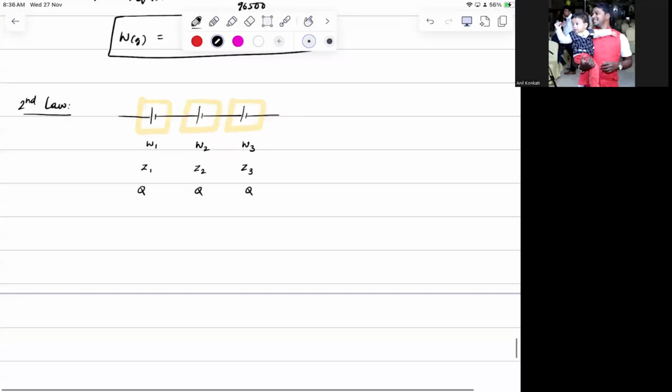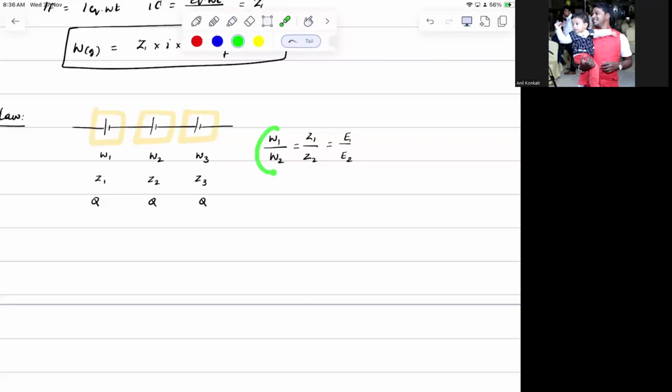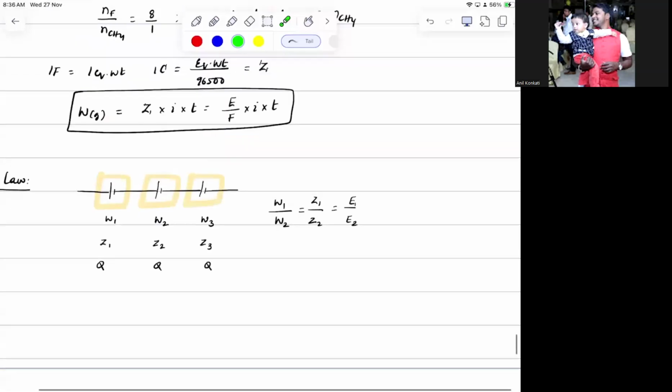But the charge flowing in a series will always be the same, correct? So this will be the charge. In that case, Faraday's second law tells us that the ratio of the weights deposited will always be equal to the ratio of their electrochemical equivalents. And we learned that electrochemical equivalents are directly proportional to equivalent weights. So therefore, W1 by W2 is equal to E1 by E2. This is another important part which we need to know from the second law.